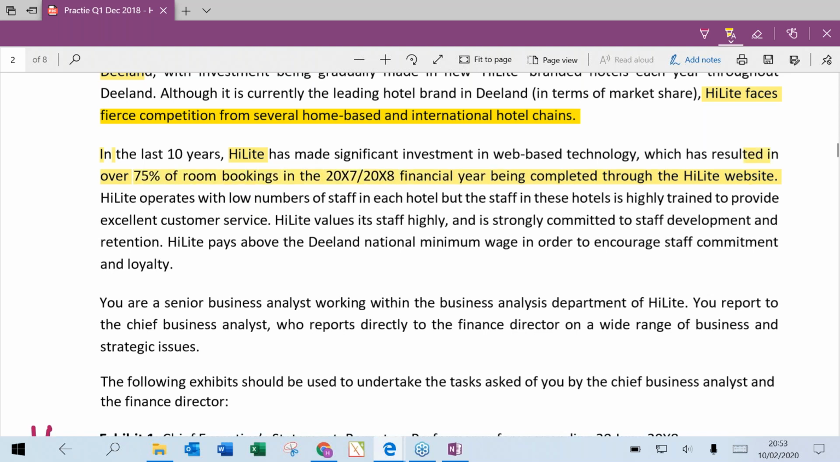This one is important. And this one is important. Okay, significant investment in technology and online. Bulk of our bookings is online, something very very important. I would like to keep a note of that.